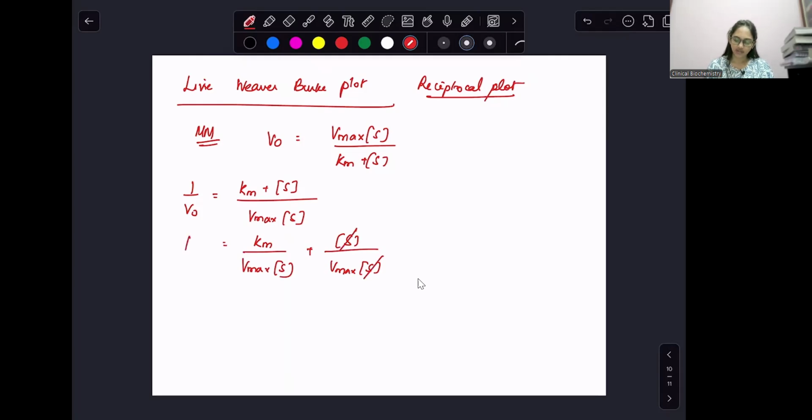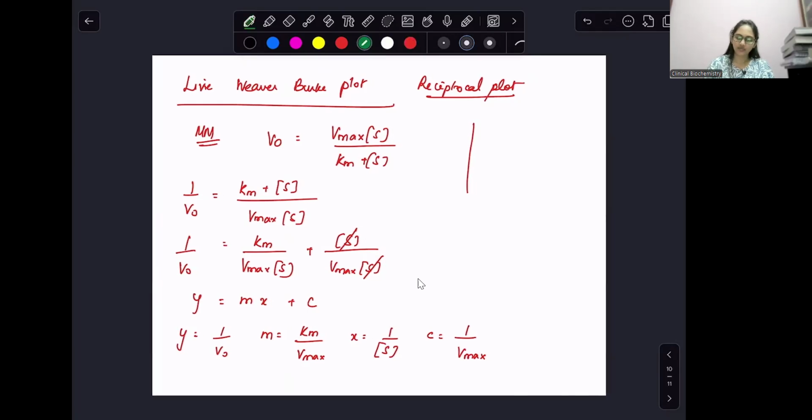So I can write this equation similar to y is equal to mx plus c. So here y will be equal to 1 by V0 and m will be equal to Km by Vmax. X will be equal to 1 by S and c will be equal to 1 by Vmax. Okay. Now I will plot a graph. Let me plot a graph here.